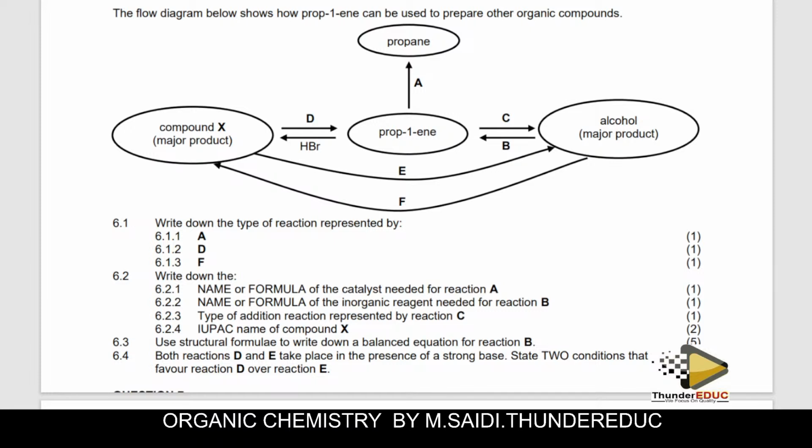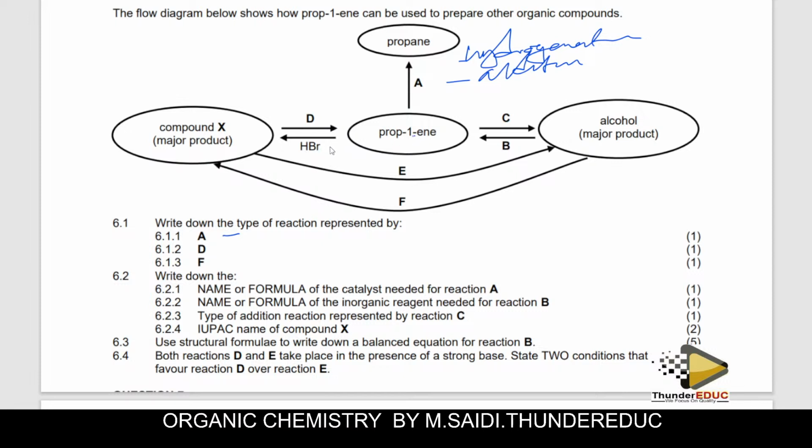So you're going from a double bond, from unsaturated to saturated. So that is an addition reaction. From unsaturated to saturated, that is the addition reaction. What are you adding? You are adding hydrogen. So it can be hydrogenation or addition reaction. So that's D, from compound A, major product X, to this, but this can go this way. Okay, now we got it.